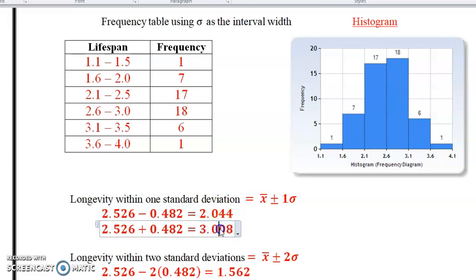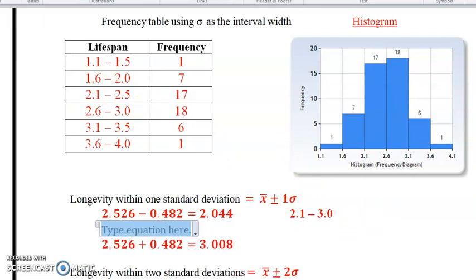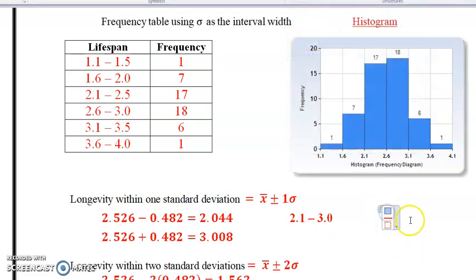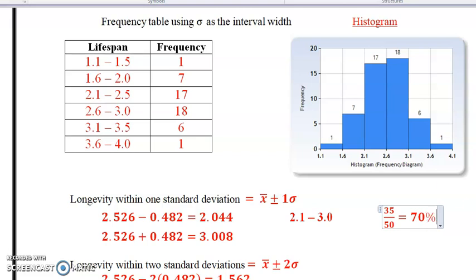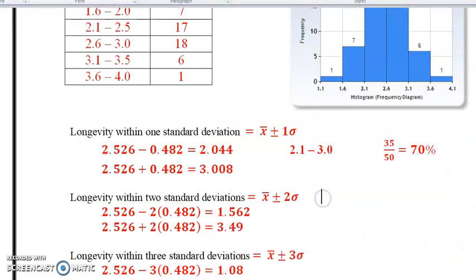And we won't include anything more than 3.0. So essentially, we're looking at the values from 2.1 up to and including 3.0, right? So we look at here, and that's these two values here, right? So 2.1 up to 3.0. So that means we had 35 out of a total of 50. Multiply that by 100, right, to get the percentage, and that's equal to 70%. So pretty close to 68%, right? It's never going to be exact. Those are estimates.